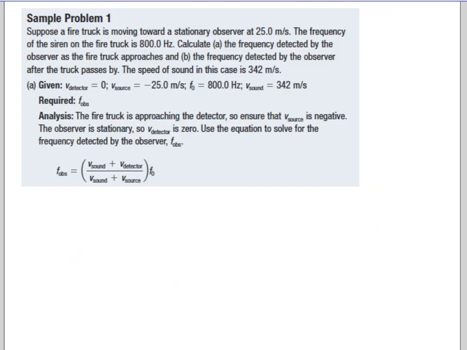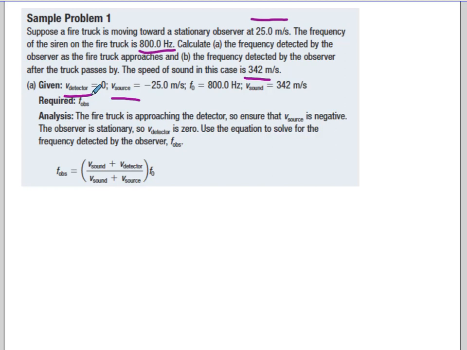So let's have a quick look. A fire truck is moving toward a stationary observer at 25 meters per second. The frequency of the siren is 800 hertz. Calculate the frequency detected by the observer as the truck approaches and the frequency detected by the observer after the truck passes by. So we're going to do the before and the after. The speed of sound in this case is 342 meters per second. Okay, and you'll notice they've put in a negative already for the source. The detector is 0, as stated, we'll always have that.